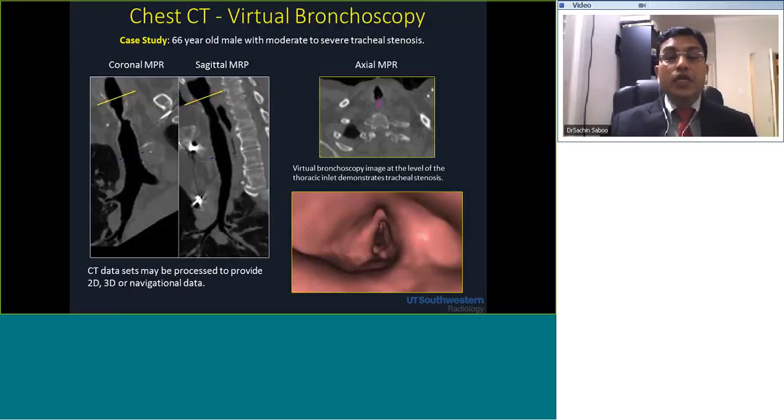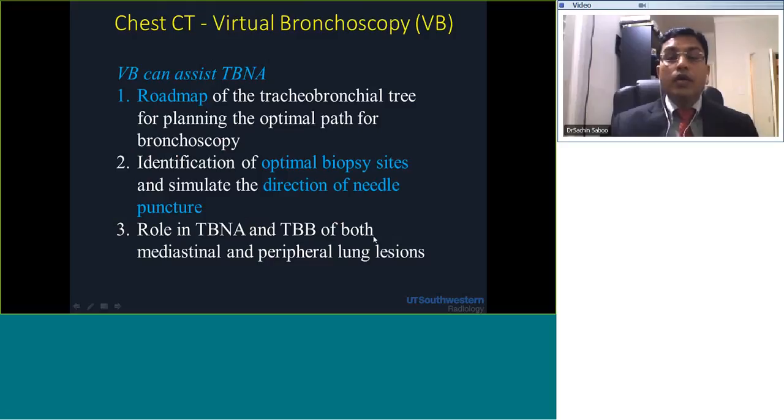I will not go into details of the chest CT virtual bronchoscopy, but briefly mention that with virtual bronchoscopy you can get pictures to look at the area of narrowing and how it is useful. We'll go on the subsequent slide. These are coronal and sagittal reconstruction showing tracheal stenosis, and you can see it on virtual bronchoscopy image as well. So it basically provides the roadmap of the tracheobronchial tree, so that optimal path for bronchoscopy can be approached, and also helps to identify the optimal biopsy sites, and the sites where the needle has to go so that the appropriate target is hit.